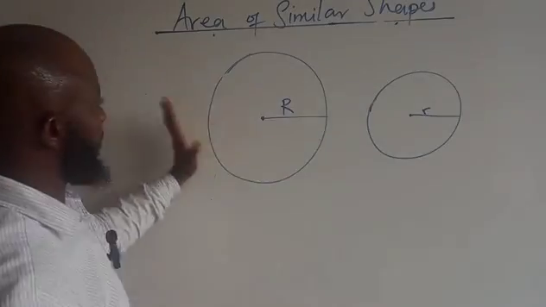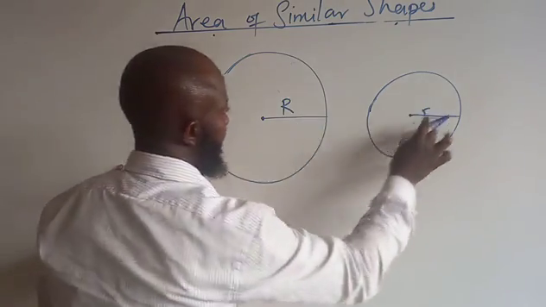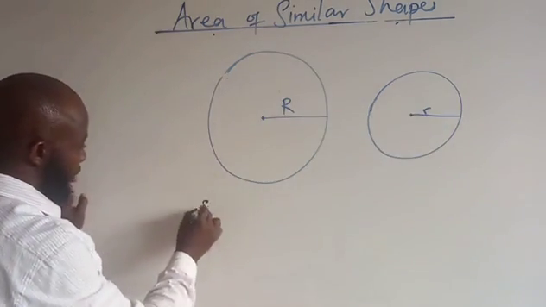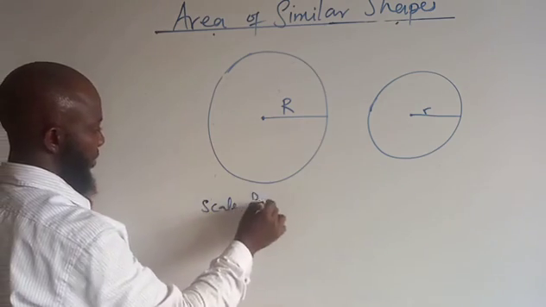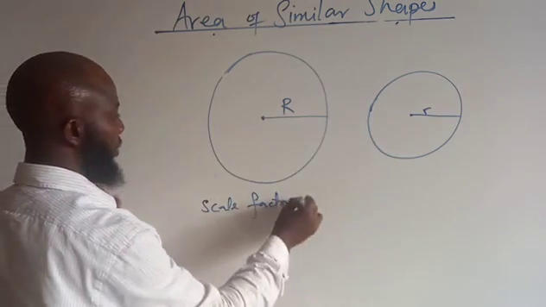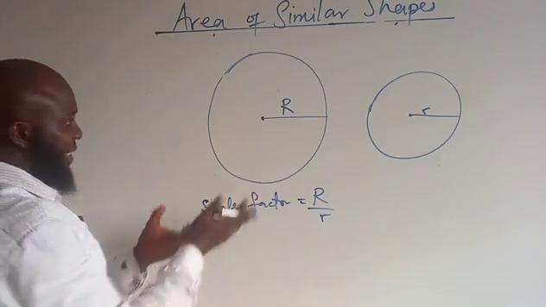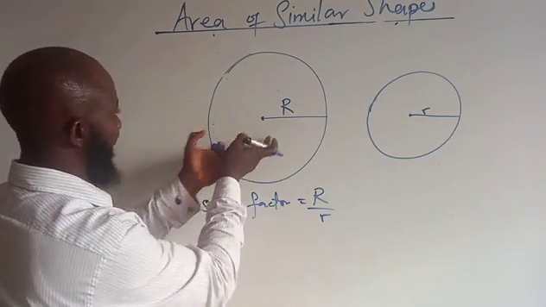So let's look at these two circles. This is the radius of this one. This is the radius of this one. So the scale factor here, we are using the length of the radius, so it will be big R over small r. Now, let's see the area factor.